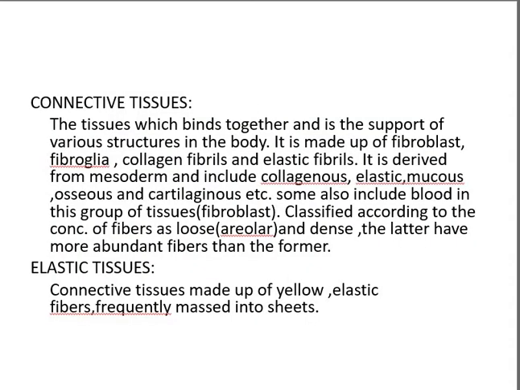Okay students, connective tissues: the tissues which bind together and are the support of various structures in the body are connective tissues. Connective tissues are made up of fibroblasts, fibroglia, collagen fibrils and elastic fibrils. They are derived from the mesoderm of the embryo and include collagenous, elastic or mucous, and osseous and cartilaginous elements. Some also include blood in this group of connective tissue. So blood is a connective tissue.